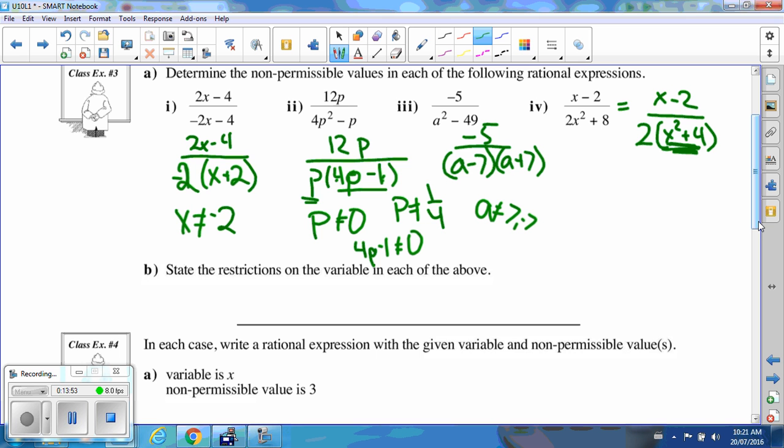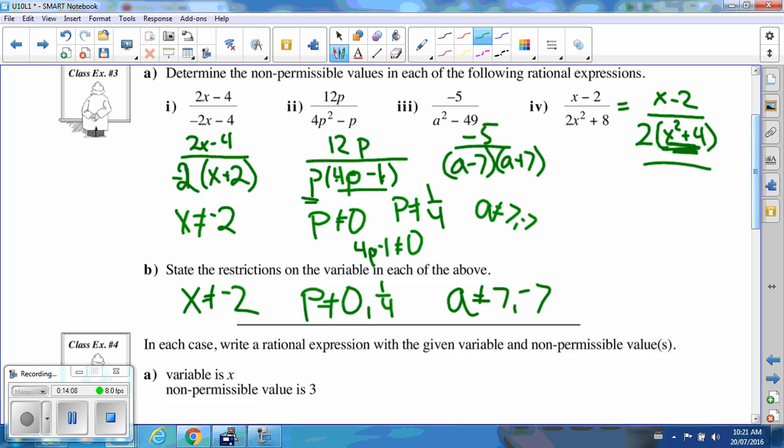So I've already stated my restrictions up here. But x cannot equal -2. P cannot equal 0 or 1/4. A cannot equal 7 or -7. And here x is fine. So no limitations.